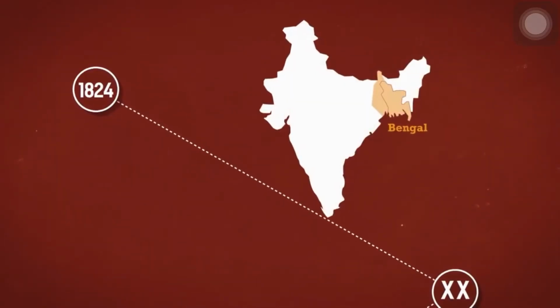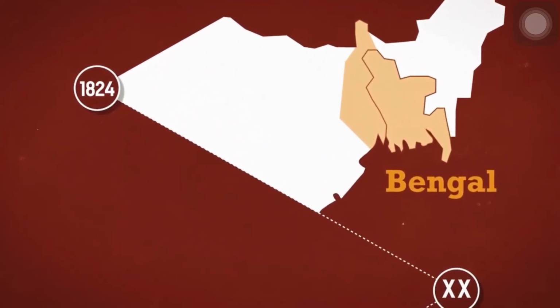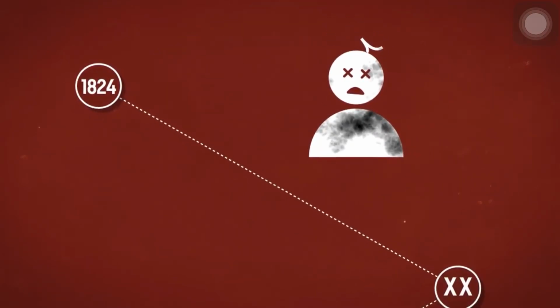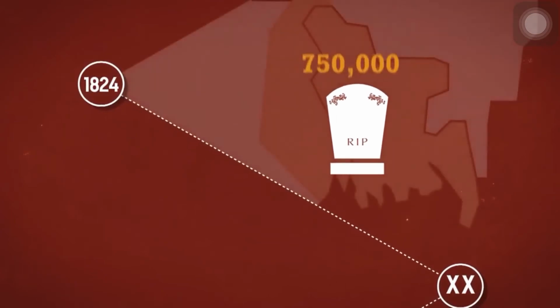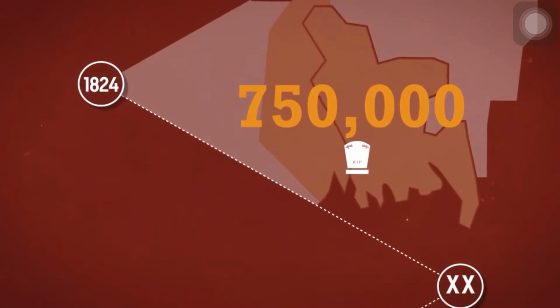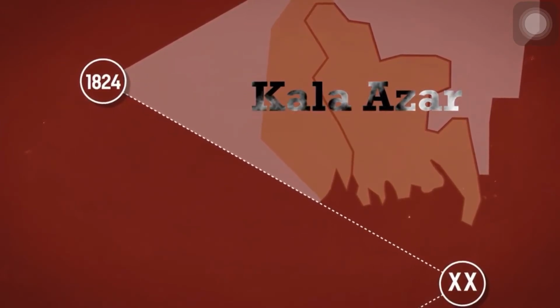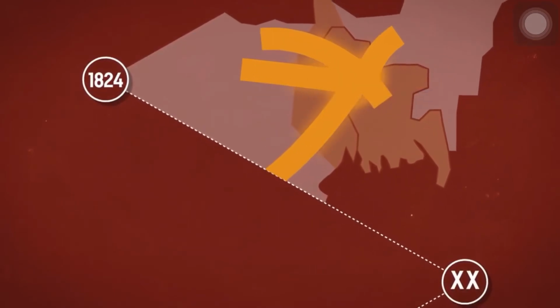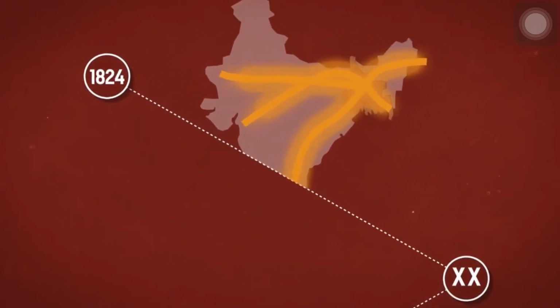It was in Bengal, situated between India and Bangladesh, that a mysterious illness was seen for the first time in 1824. Ashen skin, brittle hair, fever, headaches, weight loss, and death. In 3 years, the epidemic killed almost 750,000 people in the region. The disease, labeled Kala Azar, which means black fever, spread via roads and rivers, with epidemics occurring every 15 to 25 years.